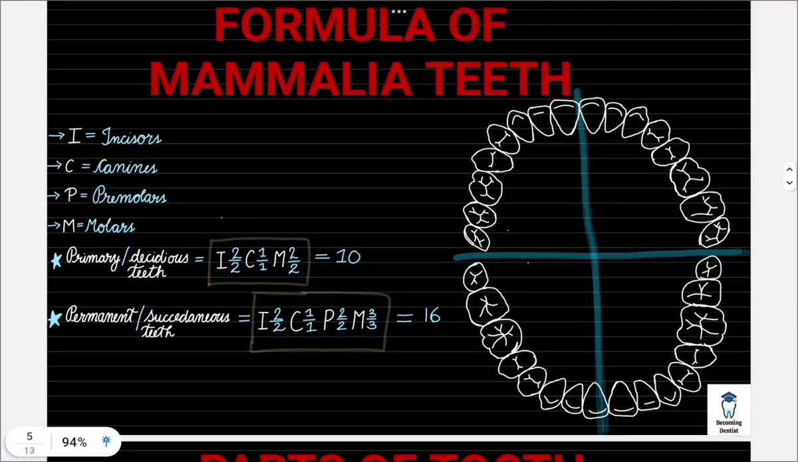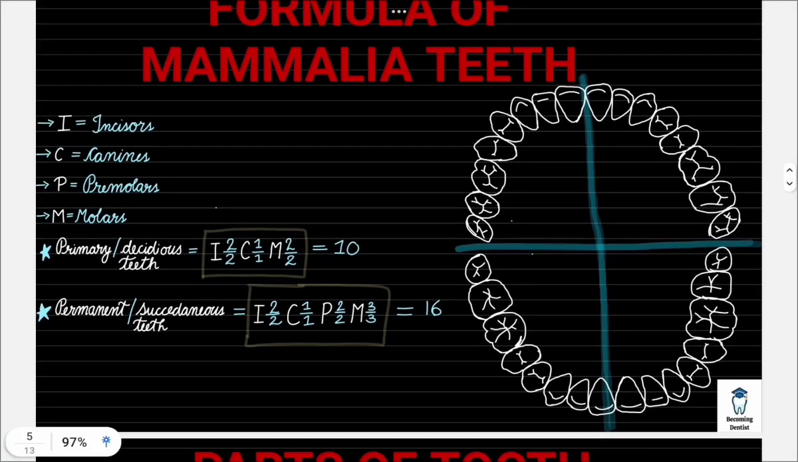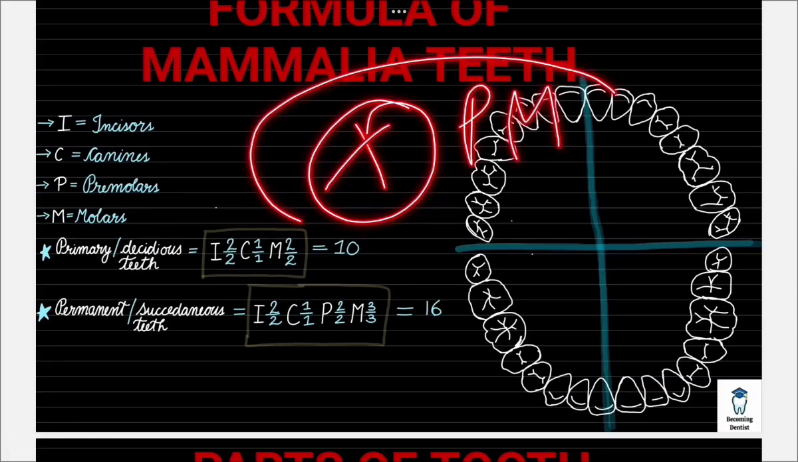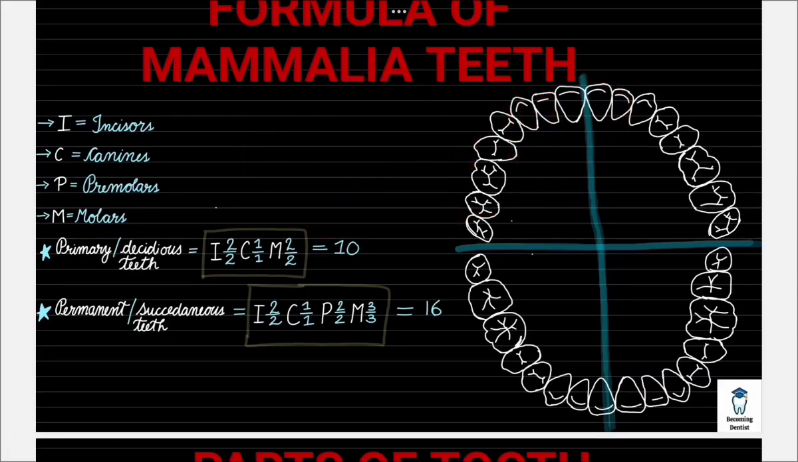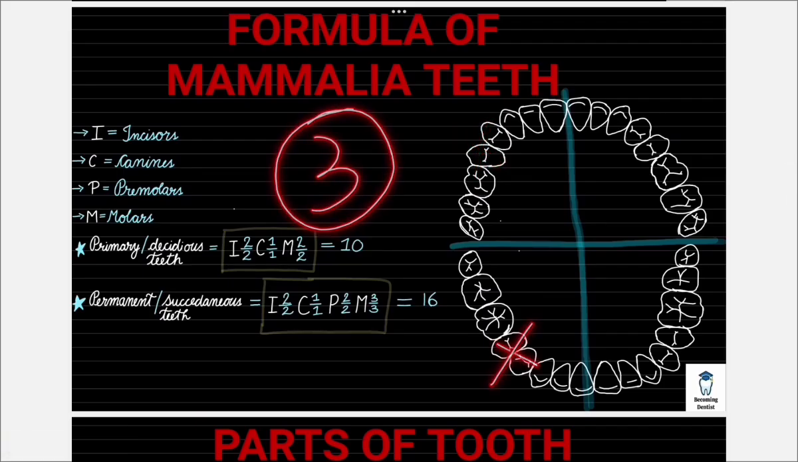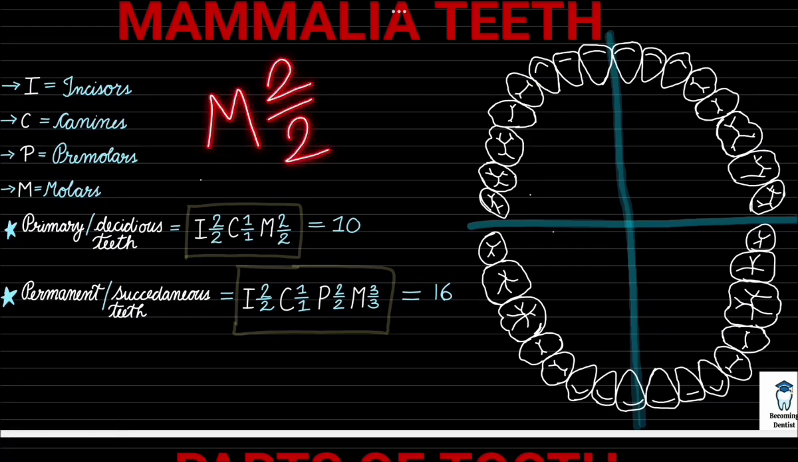Now for canine, we have 1 maxillary canine and 1 mandibular canine. So we will write canine 1 maxillary by 1 mandibular. Now primary dentition do not have premolars. It is very important to remember that primary dentition do not consist of premolars, nor do they have the third molar or the wisdom tooth. So for molars, we will write 2 maxillary molars by 2 mandibular molars.